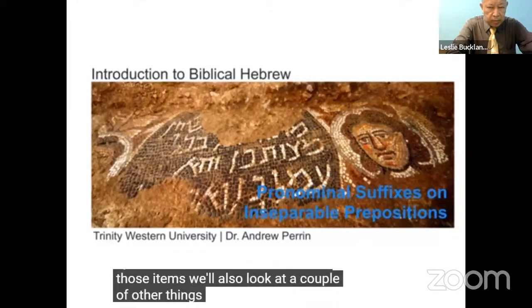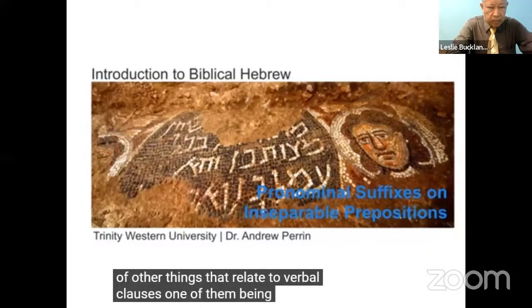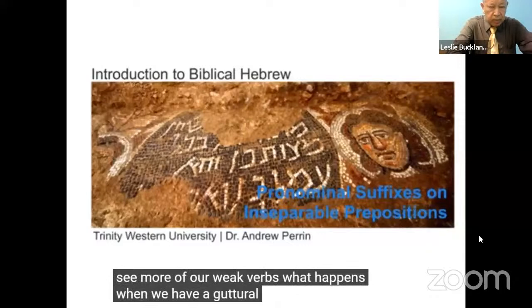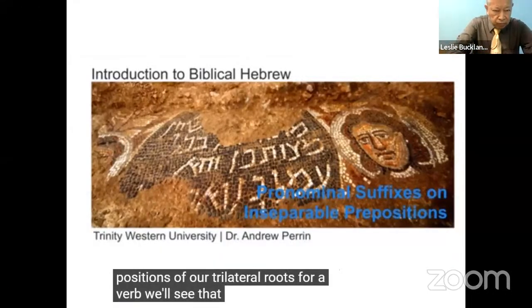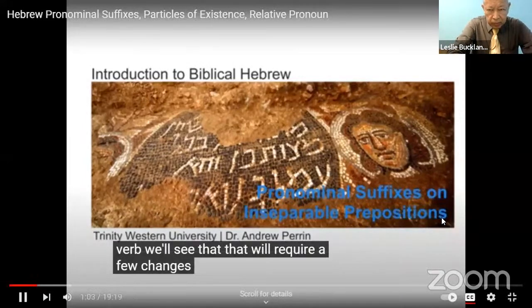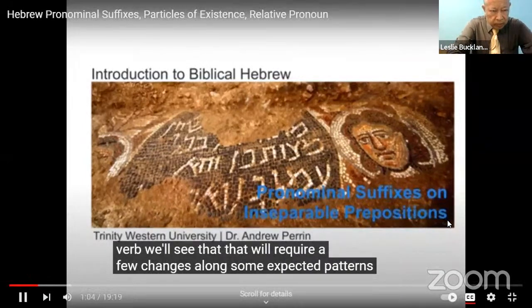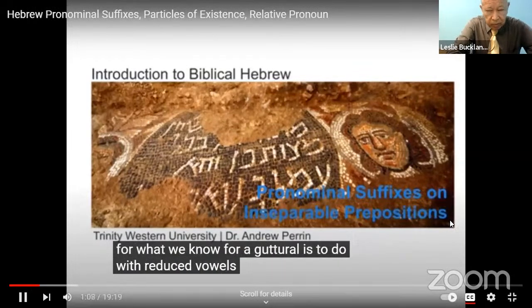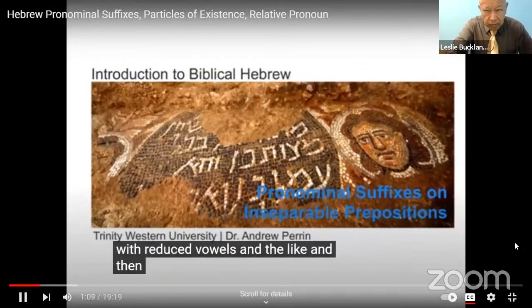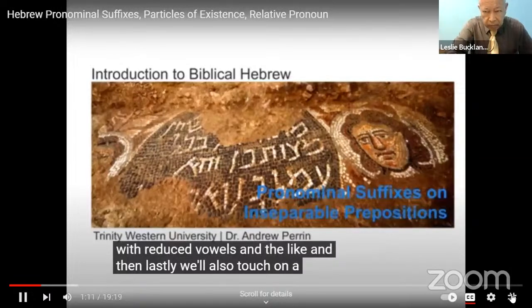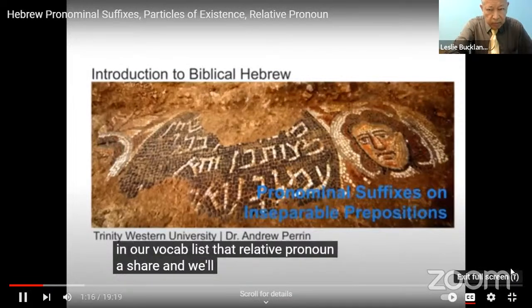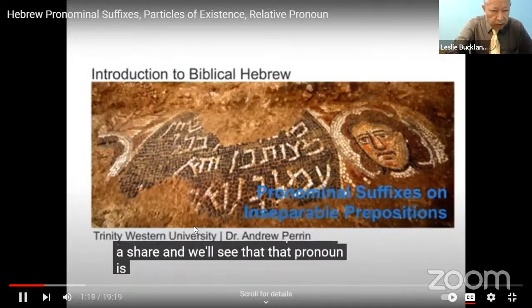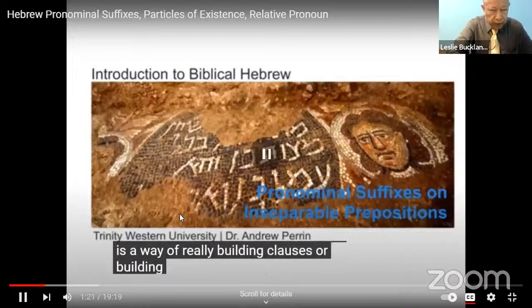We'll also look at a couple of other things that relate to verbal clauses. One of them, we'll start to see more of, is weak verbs. What happens when we have a guttural in one of the positions of our triliteral roots for a verb? We'll see that this will require a few changes along some expected patterns for what we know gutturals do with reduced vowels and the like. And lastly, we'll touch on a word that we've looked at, I think, once before in our vocab list, the relative pronoun asher. We'll see that this pronoun is a way of building clauses.